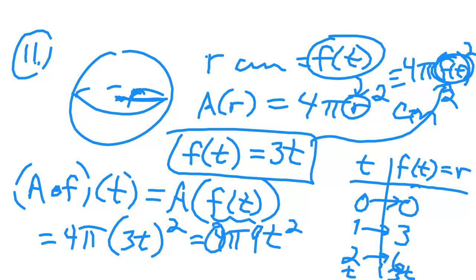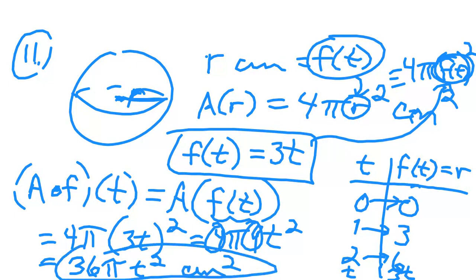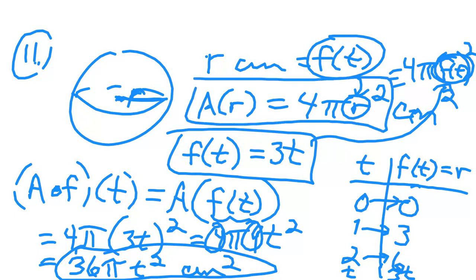Of course, we can combine like terms. 4 times 9 is 36. Pi is the constant, and then t squared, centimeters squared, is the surface area in terms of time t. So this was the surface area in terms of the radius, but down here is the surface area in terms of time t. It's A evaluated at f of t. The radius is actually a function of time, so we can consider this a composition of functions, correct?